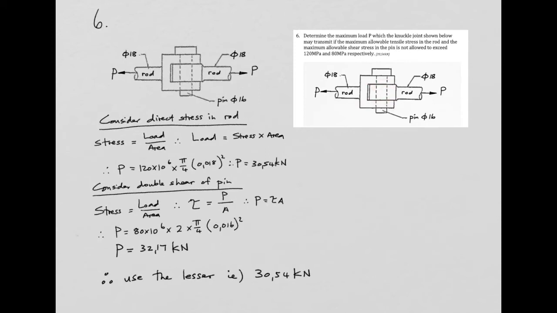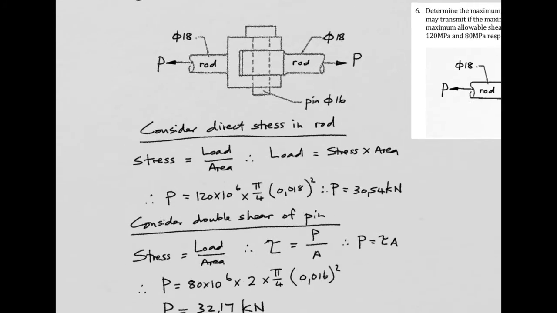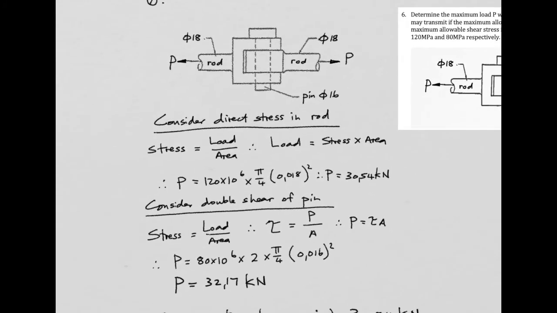But what's interesting about this problem is it's a typical design problem where we have to look at more than just one aspect. And here are the 2 aspects. We are given allowable shear stresses that differ in the two materials, that of the pin and that of the rod. So to do this, what you do is you consider one aspect at a time.